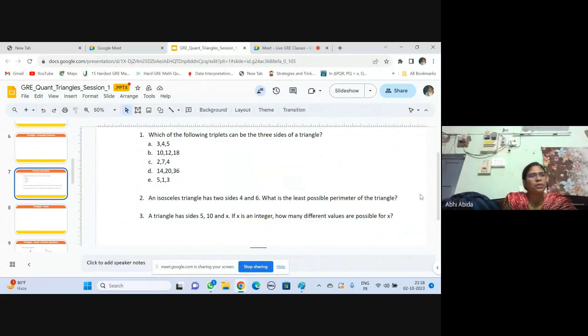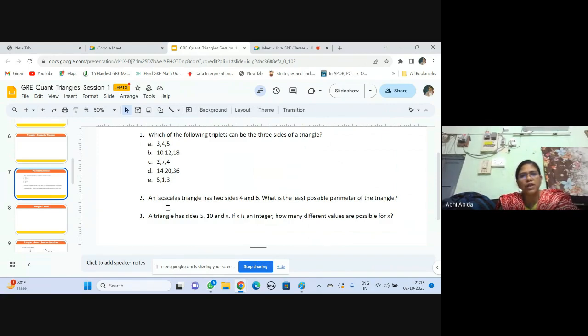So multiple answers are there except one option. I think it's option 14, 20 and 36. 14, 20 and 36 will not give you the range. Rest of the options are correct.